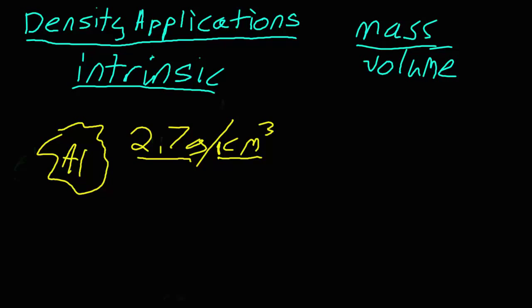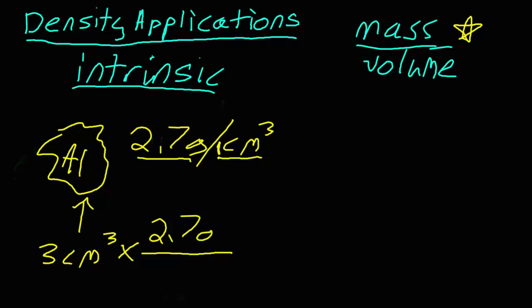So maybe I take this block of aluminum and I figure out that its volume is 3 centimeters cubed. Well, if I know the density ratio of 2.7 grams per centimeter cubed, I can use that to figure out how much mass. How we're going to do that is with a little bit of math, and we're going to use this idea up here of density as a division problem. So we'll take our 3 centimeters cubed, and we're going to multiply it by the density of aluminum. So 2.7 grams, that's the mass, per every 1 centimeter cubed.